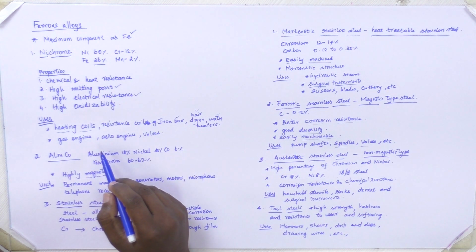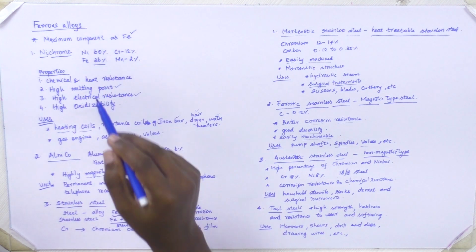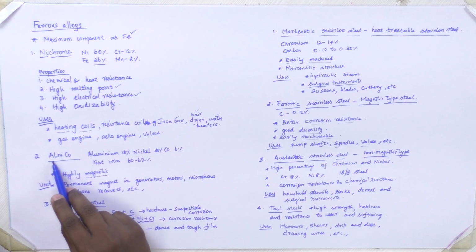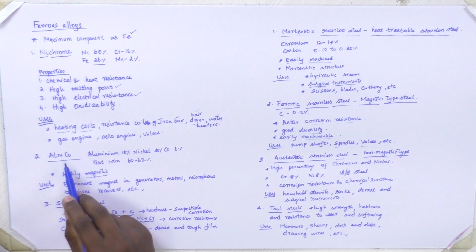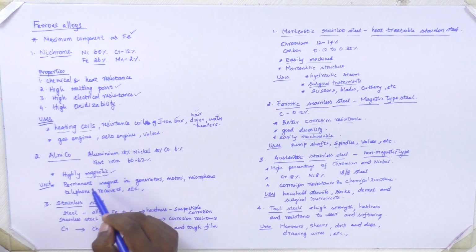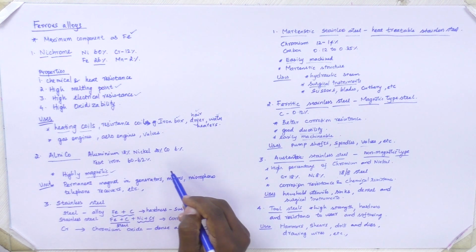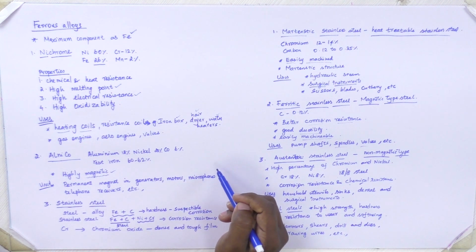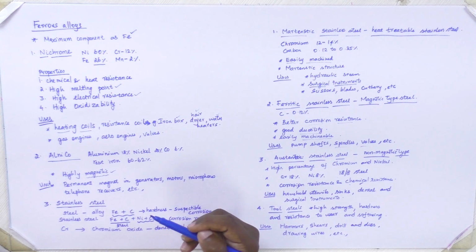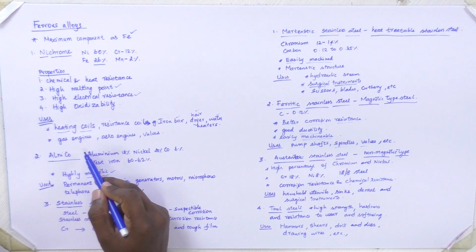And apart from that, we discussed Alnico, which is another kind of ferrous alloy which contains aluminum, nickel and cobalt. So this is a very good alloy because of its magnetic property, and this is widely used for its magnetic property in making generators, motors, microphones, telephone receivers, and loudspeakers. Wherever you use a permanent magnet, it is mostly made up of Alnico.